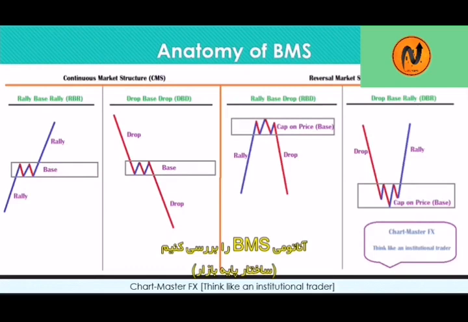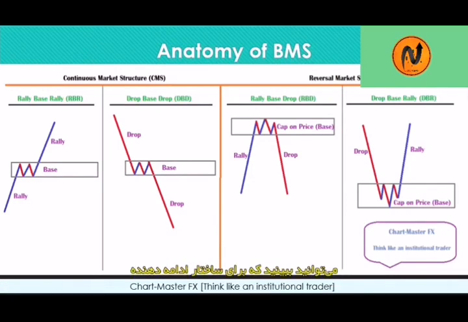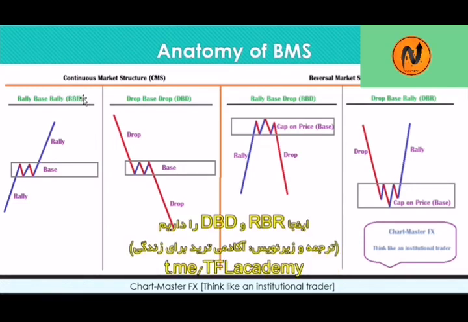So the anatomy of the BMS. On the anatomy of the BMS, as you can see, to our left side we have the continuous market structure, and to our right side we have the reversal market structure. Guys, you can see here we have the RBR on the continuous market structure, and we have the DBD.